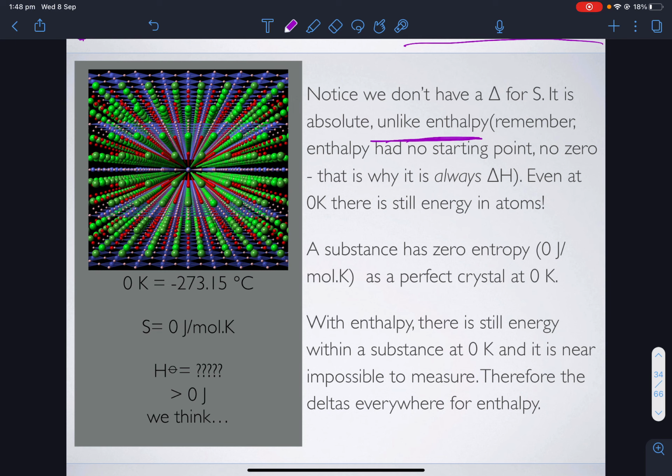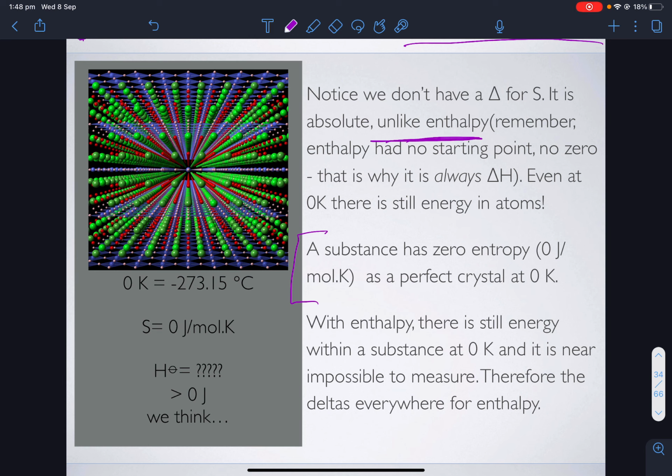A substance has 0 entropy, or 0 joules per mole per Kelvin, as a perfect crystal at 0 Kelvin. So we've got a 0 starting point. So we can talk about the S of a substance, or the entropy that exists in a substance. We've got some 0 that we've assigned, unlike when we're talking about enthalpy. Okay. What else did I see here? With enthalpy, there's still energy within a substance at 0 K, and it's near impossible to measure that, okay? So therefore, delta everywhere in enthalpy.